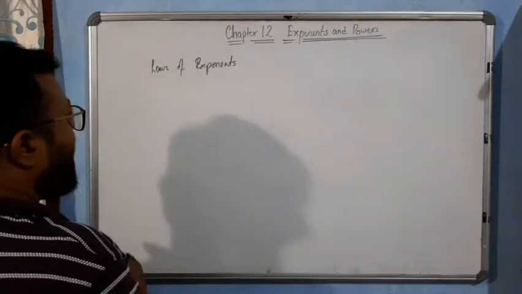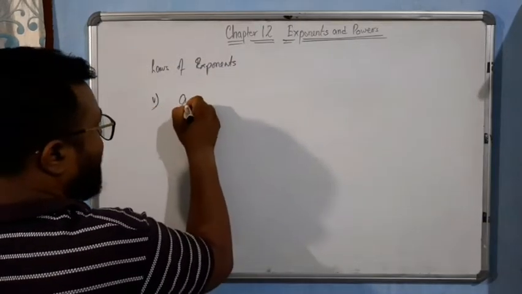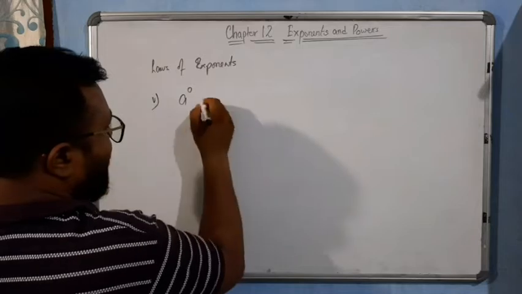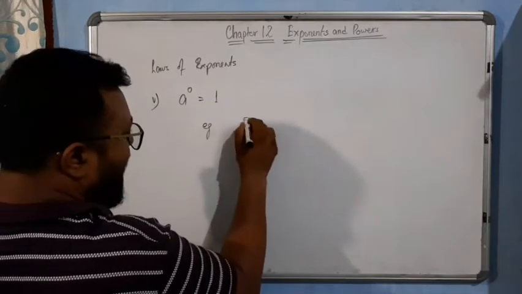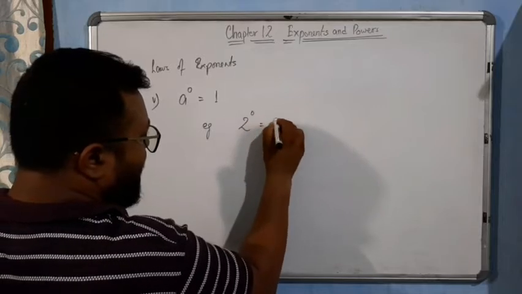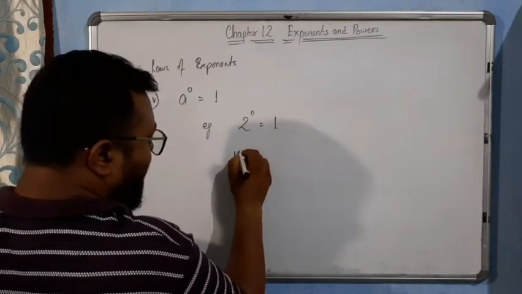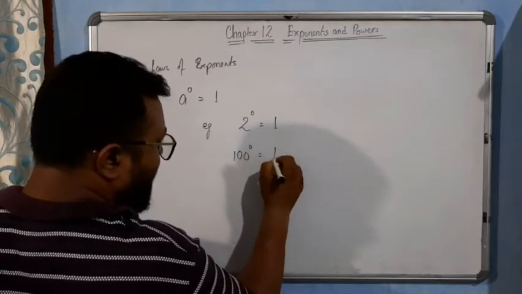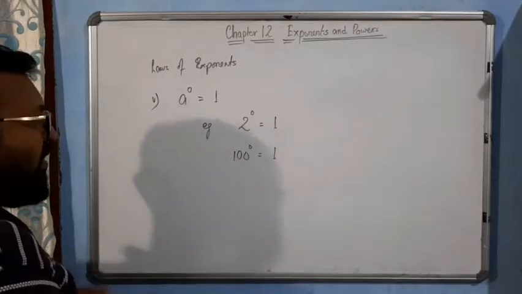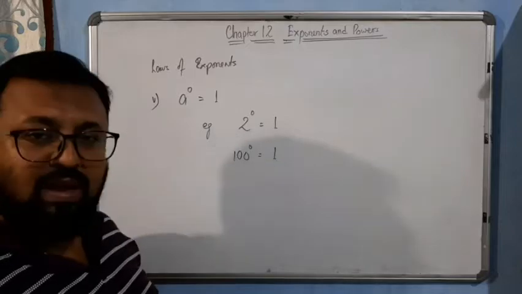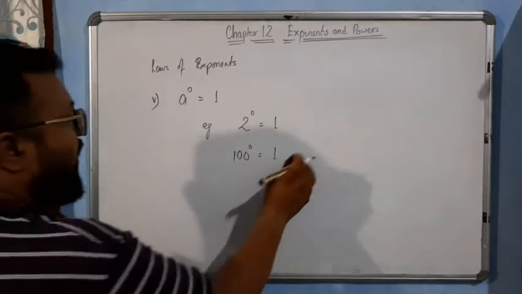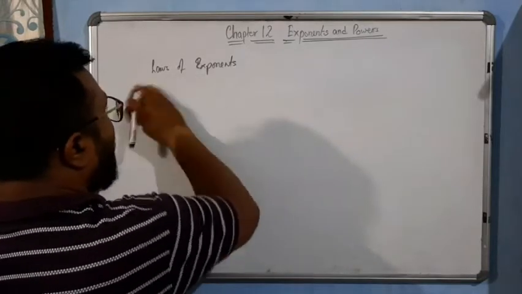Whenever a number has the power 0, the answer is always 1. For example, 2 to the power 0 is equal to 1. 100 to the power 0 is also equal to 1. Any number to the power 0 gives you 1. So this is all about the laws of exponents.